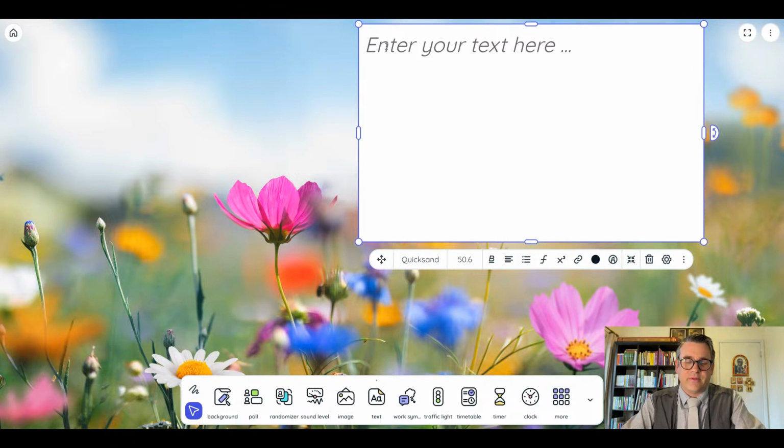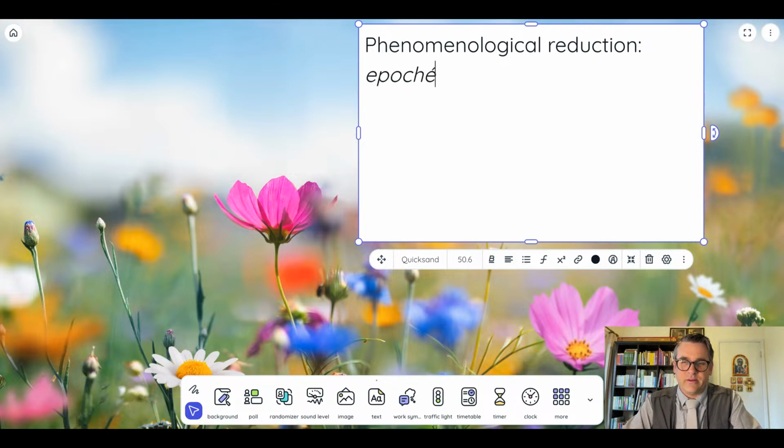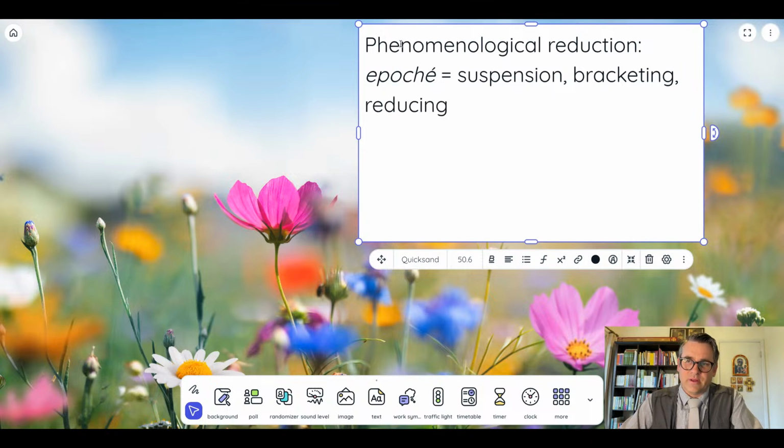So I'm going to just give some vocabulary, some nomenclature to help understand this better. Phenomenological reduction. Again, the Greek word is epoche, which essentially means suspension or bracketing, holding in suspense. And also we could say reducing. Just to make the word similar: suspending, bracketing, reducing, epoche in phenomenology.